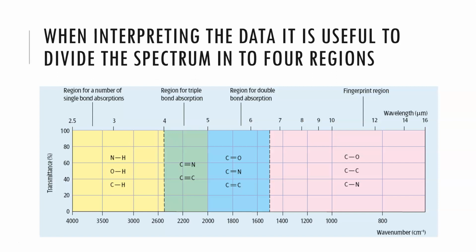So when we interpret the data, it's useful to divide the spectrum into regions. So our fingerprint region, the areas where we expect to see double bonds, triple bonds, and then our single bond absorptions that we're interested in, such as the NH for the amines, OH for carboxylic acids and alcohols, and CHs for pretty much all our hydrocarbons.